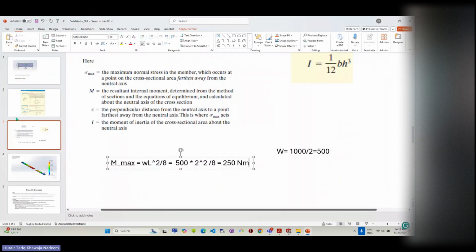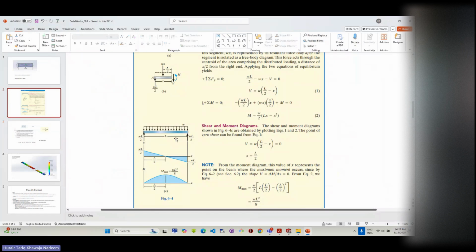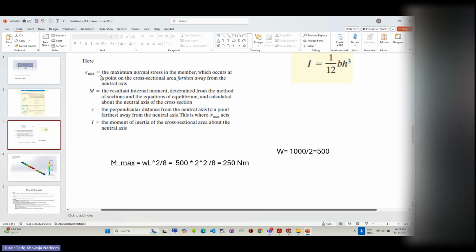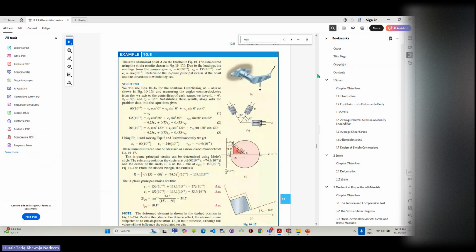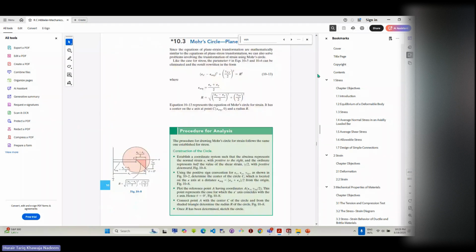So this is the maximum bending moment, which is WL square by 8. Now you come to these formulas. You have done this one. You can go to the engineering mechanics book, and you are going to find it out from here.